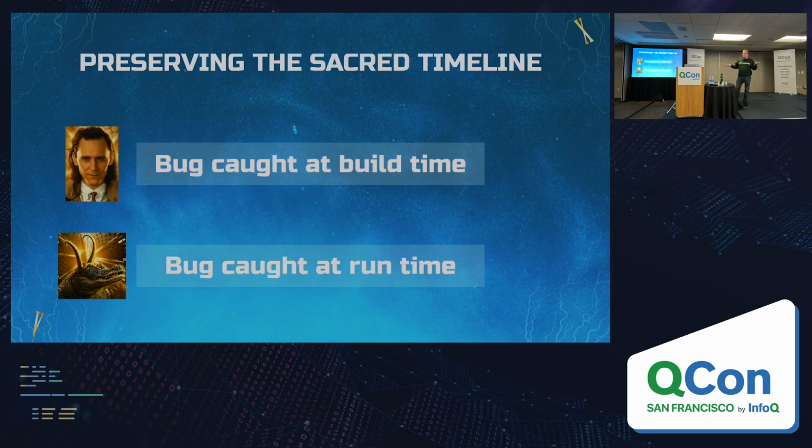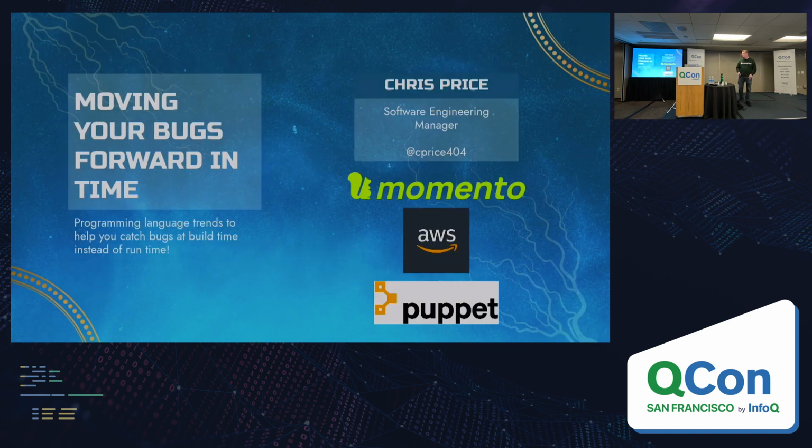So what's the difference between those two timelines? I would argue that the main difference is that in the sacred timeline, we caught that bug at build time. And in the alligator timeline, we caught it at runtime. And that subtle difference is the key branching factor that ends up determining where you end up in between these two scenarios. So that's what my talk's going to be about today.